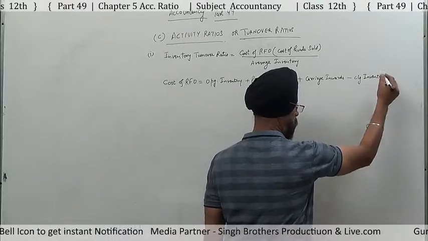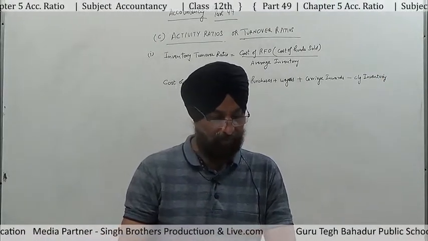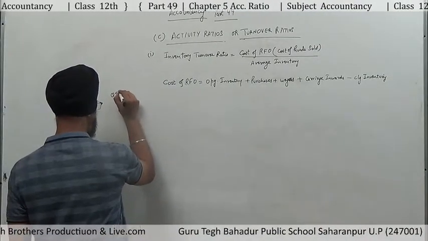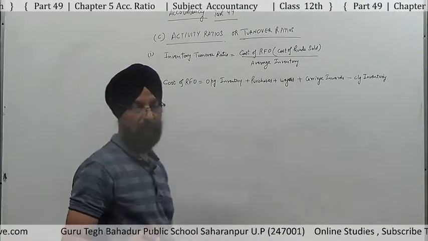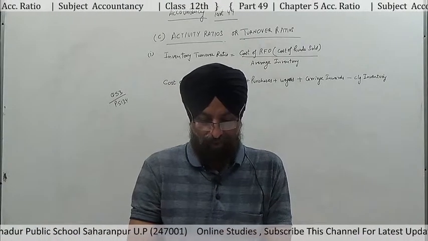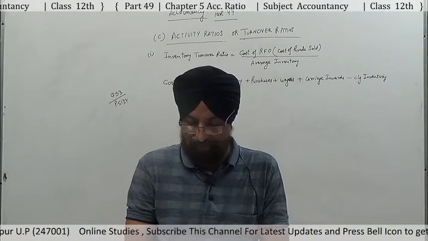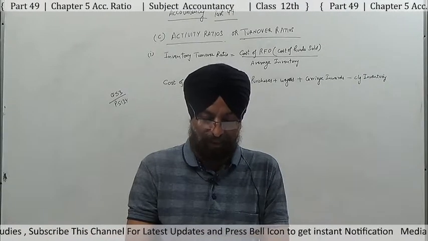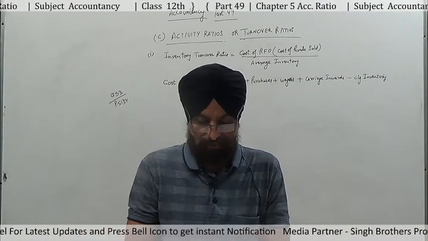Now see the question first. Page 5.134, question number 53. In this question, it is given: calculate inventory turnover ratio from the following. Opening inventory is 42,500, closing inventory 37,500, revenue from operations or sales is rupees 3 lakh, gross profit is 20% on cost.